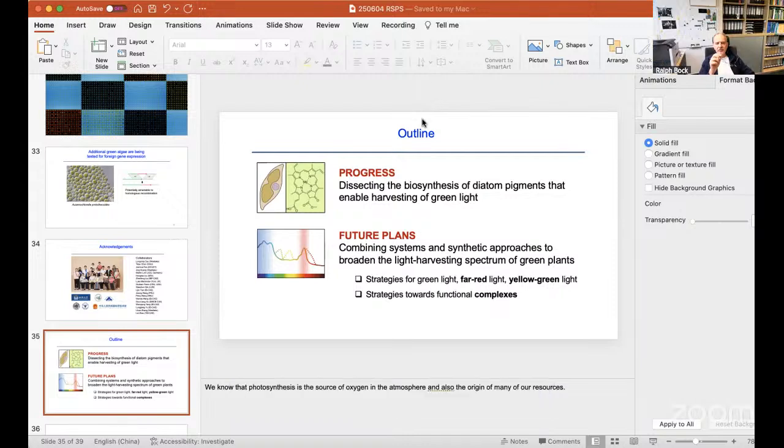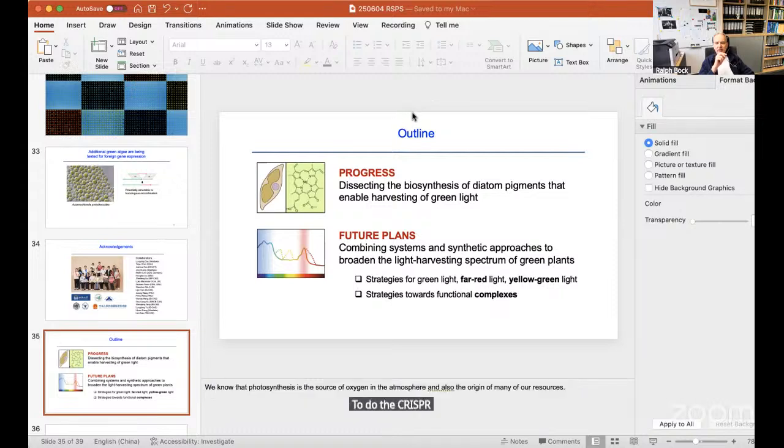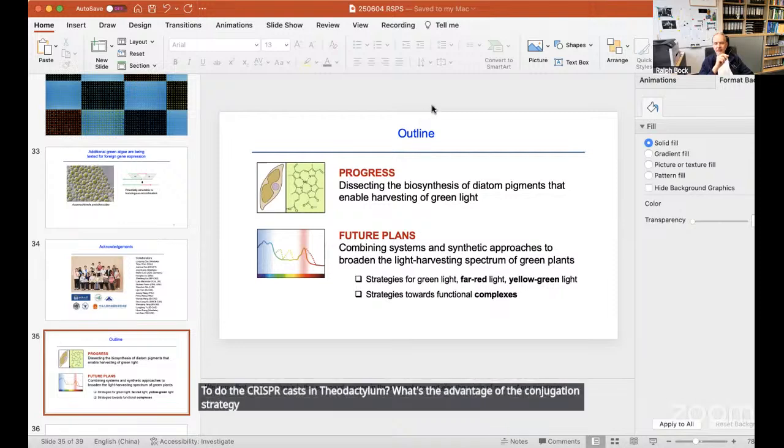And then just for my own understanding, because it wasn't entirely clear to me why you need the bacterial conjugation to do the CRISPR-Cas in Phaeodactylum. What's the advantage of the conjugation strategy over conventional biolistics or other methods?